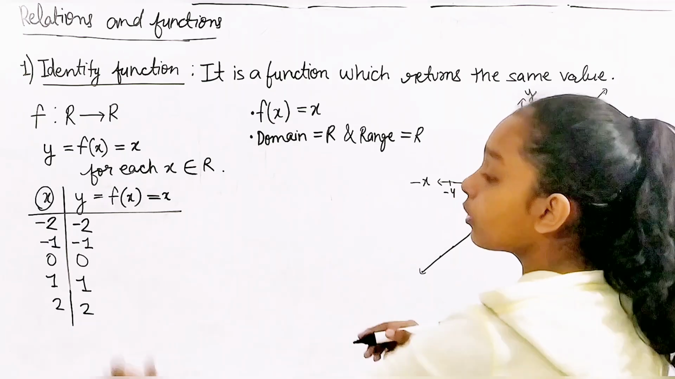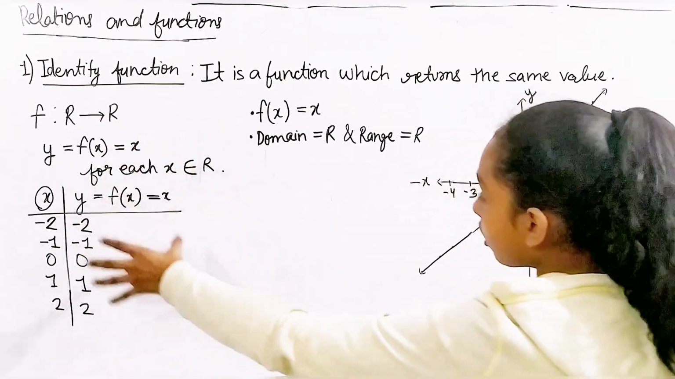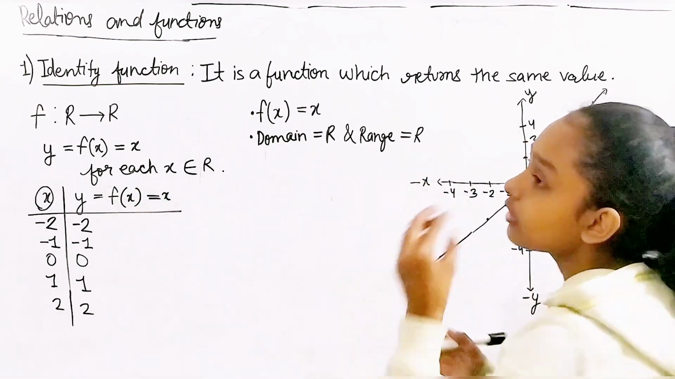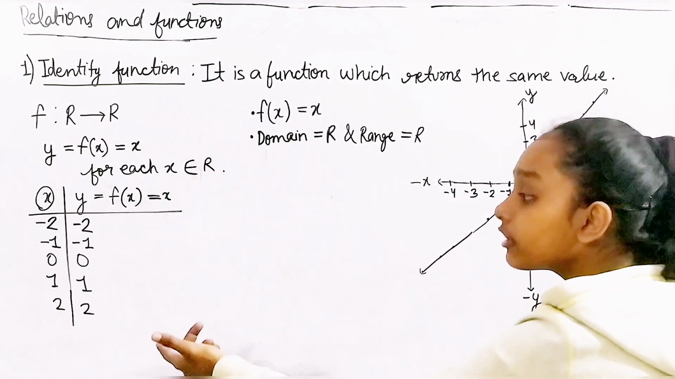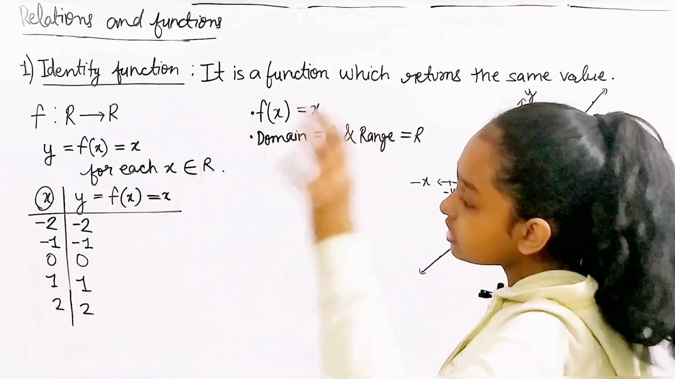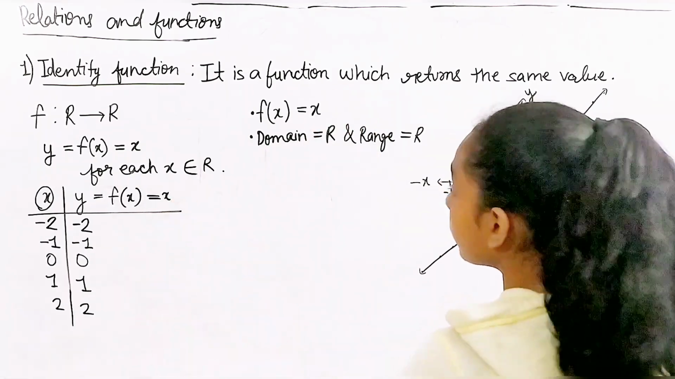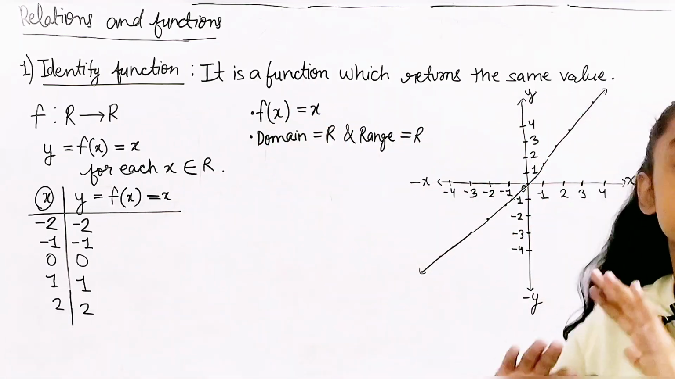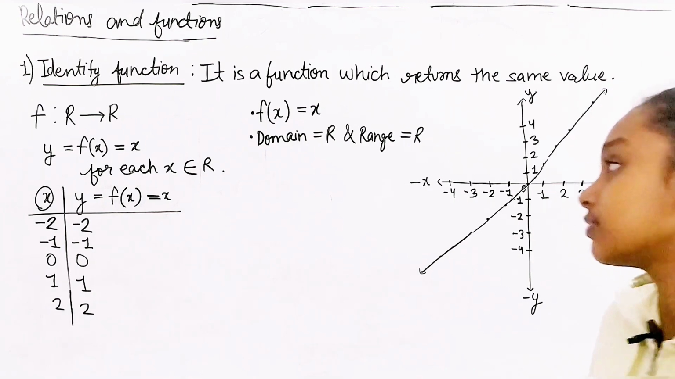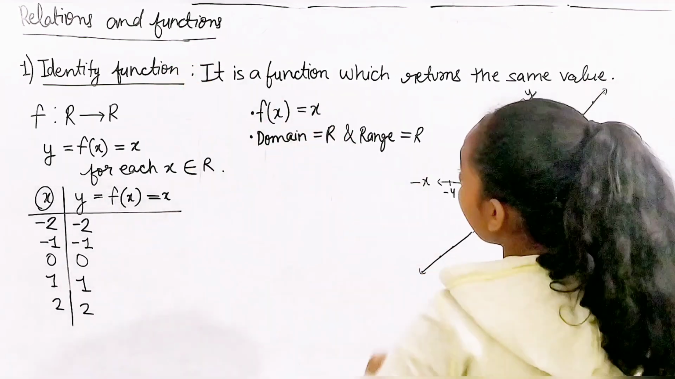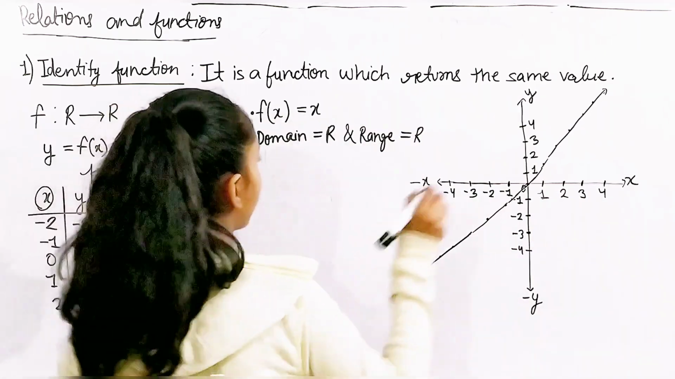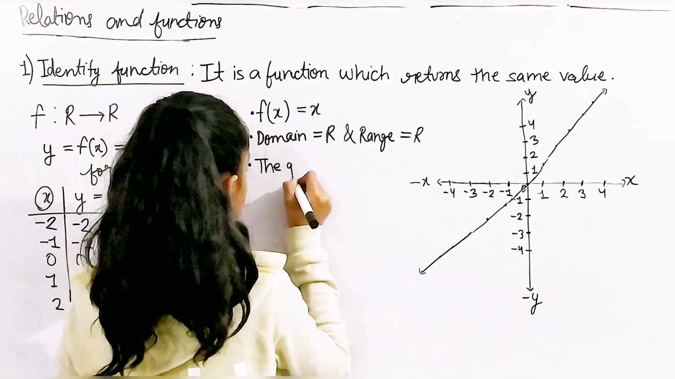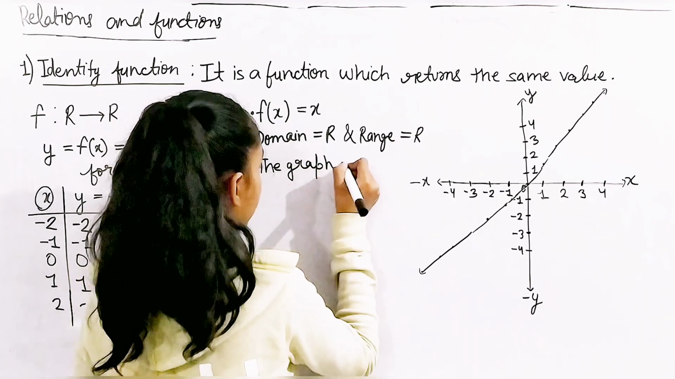Because whatever result we're going to get, both domain and range will be real numbers, because they'll have the same value. So if x has the real numbers, then y will also have the real numbers. So this is how I can say domain is equal to real numbers and range is equal to real numbers. That's it. Nothing else. So this is what the identity function means. And this graph is a straight line, as I can see. So the graph is a straight line, okay?